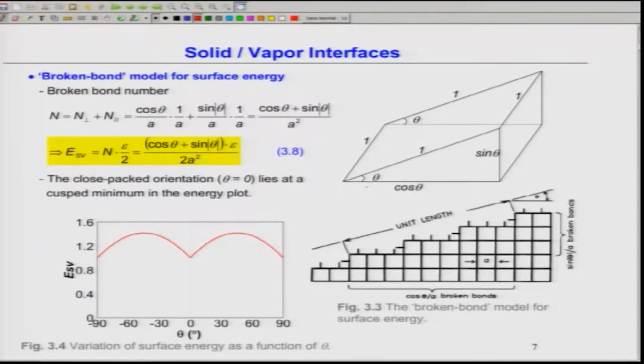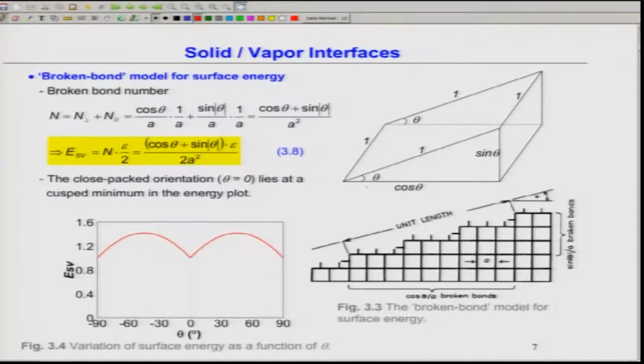So, that means we have cos theta plus sin theta by a square. Remember, I always put a mod on sin theta, because theta can be more than 90 degrees and then sin can be negative, but bonds broken cannot be negative, it has to be positive, that is why I always put a mod. Then what actually happens? The total surface energy is equal to n multiplied by epsilon by 2, and here n becomes cos theta plus mod sin theta by a square, so it becomes cos theta plus mod sin theta multiplied by epsilon by 2a square.